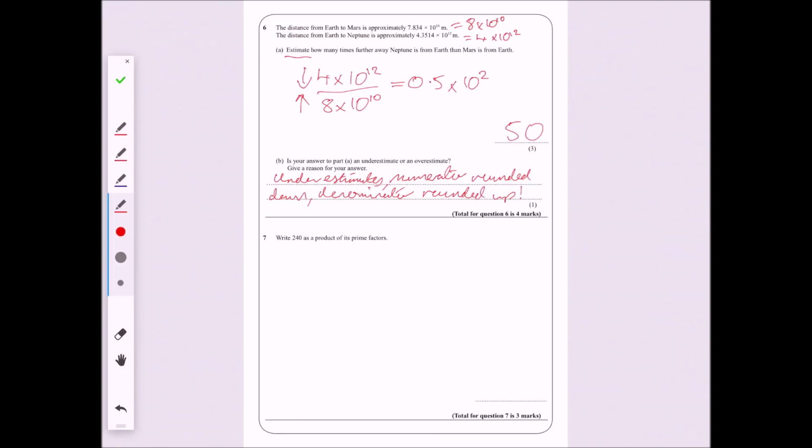Question 7, it says, write 240 as a product of prime factors, so we need to do a prime factor tree. So 240, you can start off however you like, but it's nice and easy to do 24 times 10. 24 is 4 times 6, or you can do 2 times 12, whichever one you wanted. 4 is 2 times 2, 2 is prime, so we can stop there. 6 is 2 times 3, both of those are prime, and 10 is 2 times 5, both of those are prime. So we've got 1, 2, 3, 4 2's, so that's 2 to the power 4, times 3, times 5.